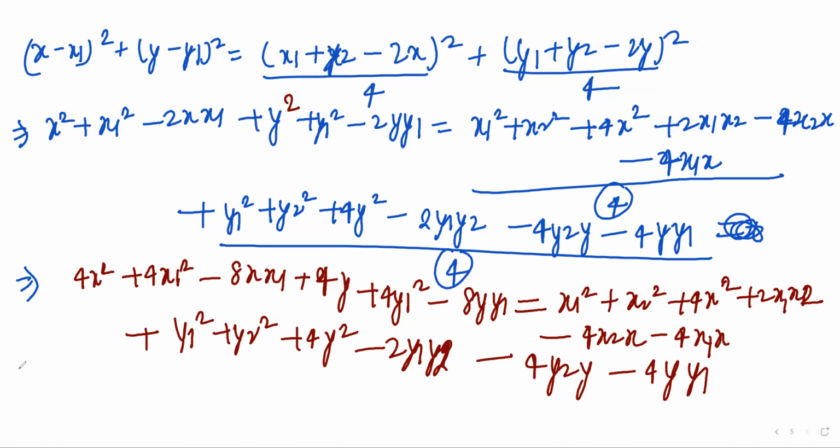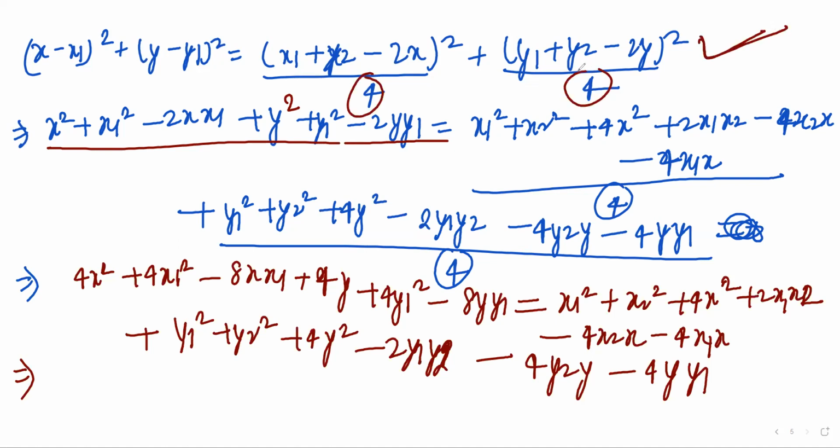Excuse me, sir. Yeah. So why are we multiplying with 4? Because you can see from the upper steps, on the right hand side the denominator is 4, and on the left hand side the denominator is 1. So I will cross multiply, so 4 will be here and 1 will be there, for simplifying. Understood?